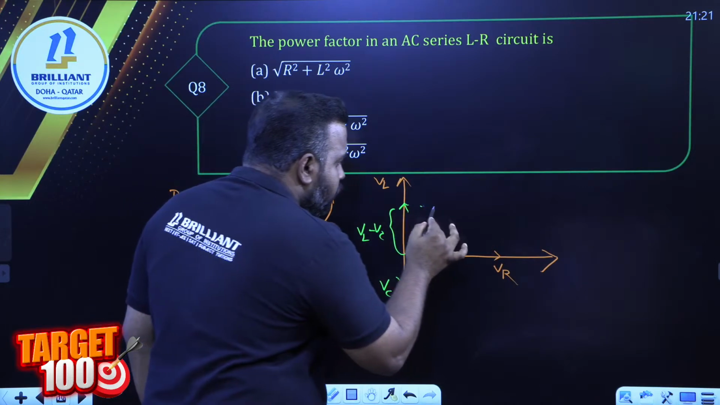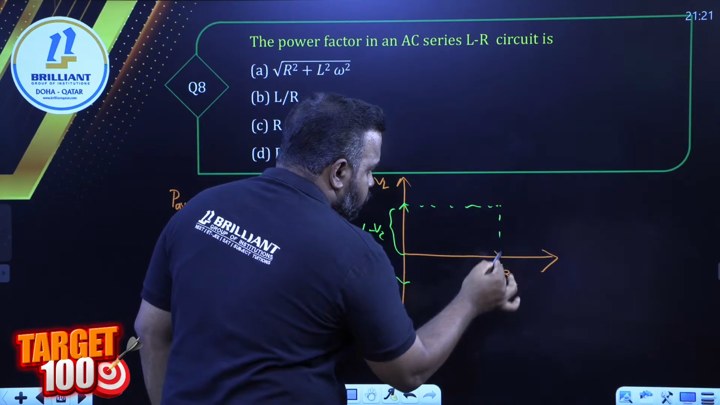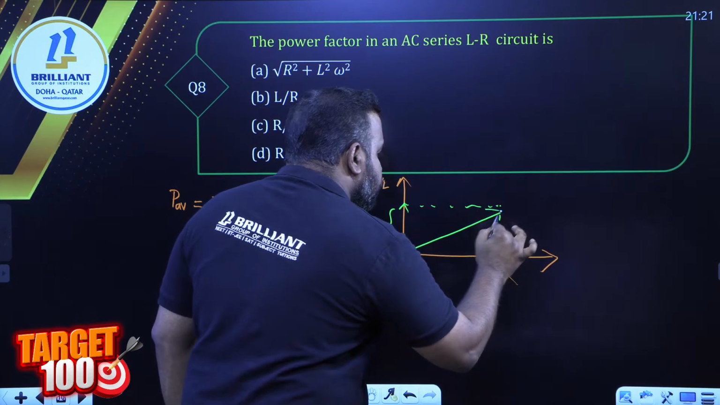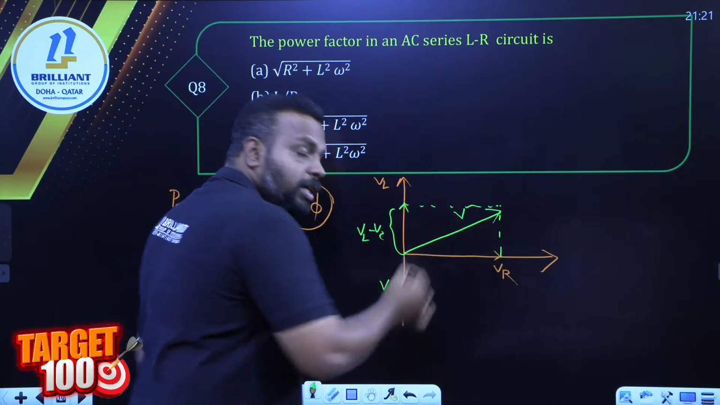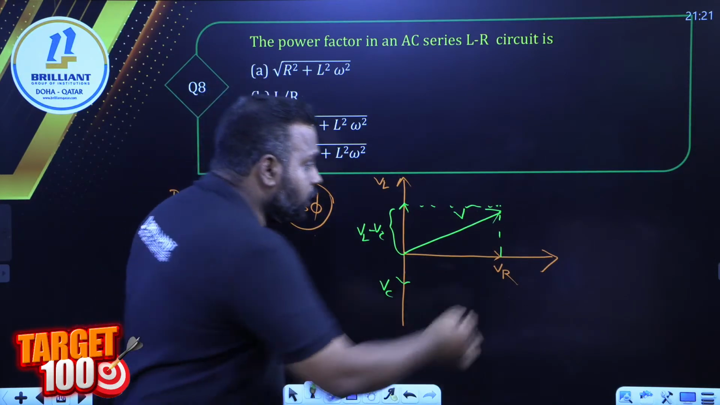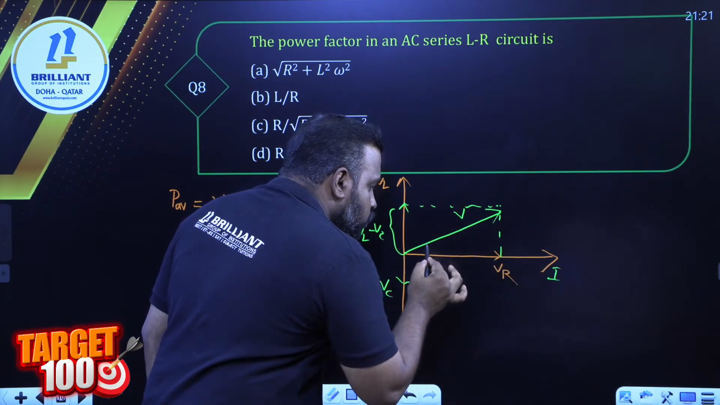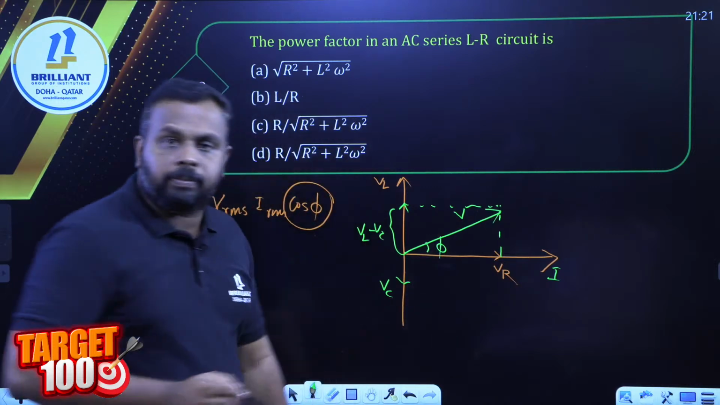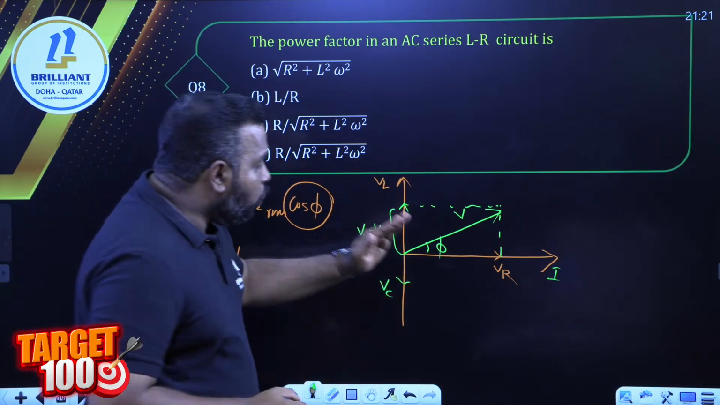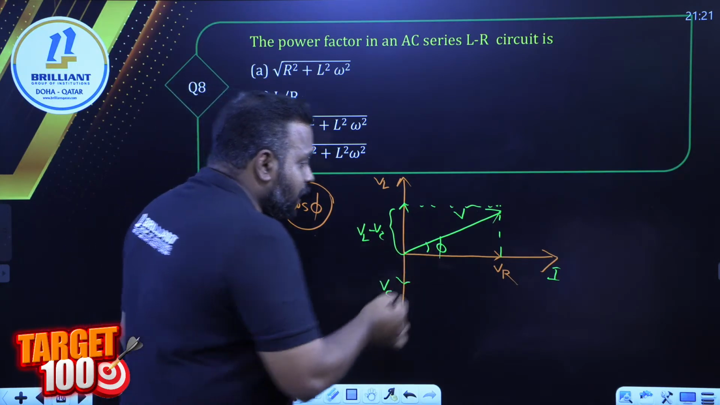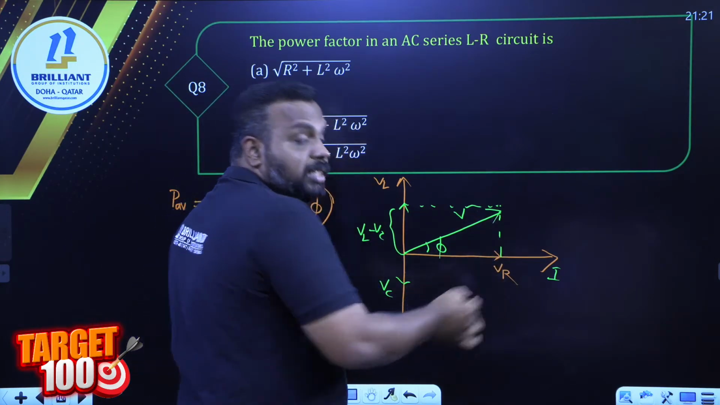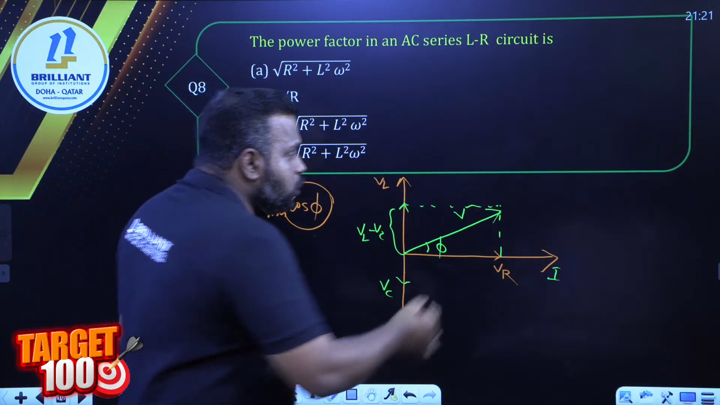I hope all are familiar with this phasor diagram. This is our resultant voltage V. And what is phi? Phi is the phase difference between current and voltage. This is current and this is voltage. So this is the phase angle, phi. So cos phi only we have to find. Power factor is cos phi. So from this one, what can we write? Cos phi, you know, is adjacent side by hypotenuse.